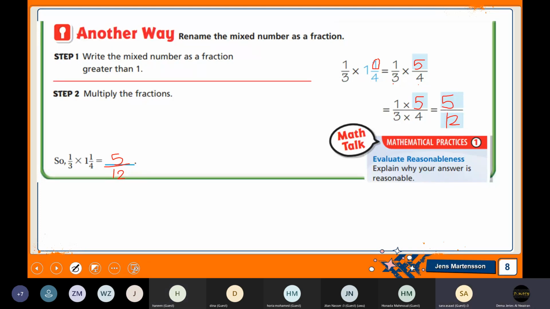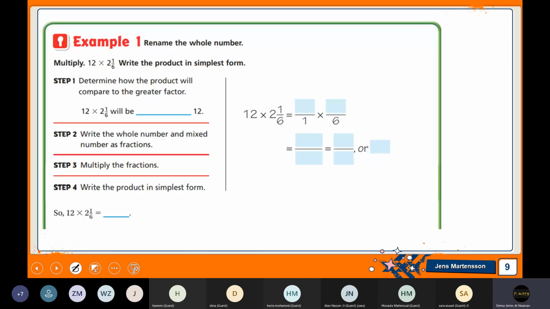It is easy. Now, the second one. Here we have a whole number and we want to multiply it by a mixed number fraction. When you have any mixed fraction, this is the first step you will do: you have to write it as a fraction.